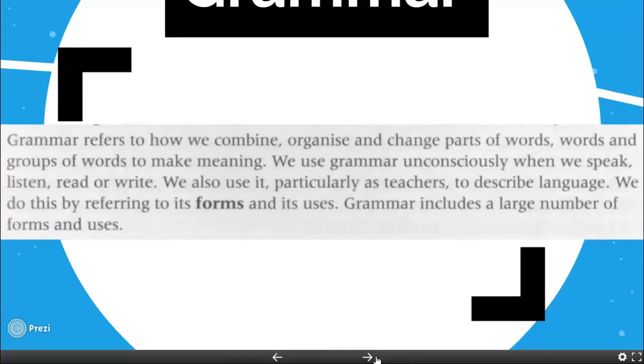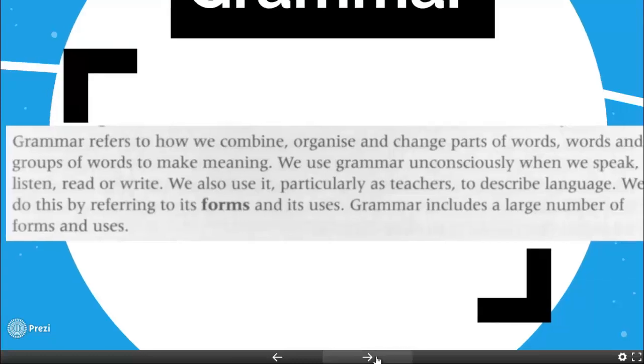Grammar includes a large number of forms and uses. So, when we think about grammar, we think about a whole universe of expressions and terms and uses, and then it is kind of difficult to really get the whole idea of what grammar is. So I propose you, as a TKT candidate, understand grammar divided. I want you to divide this grammar.